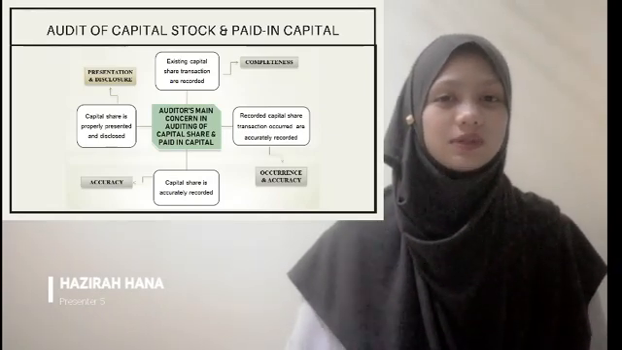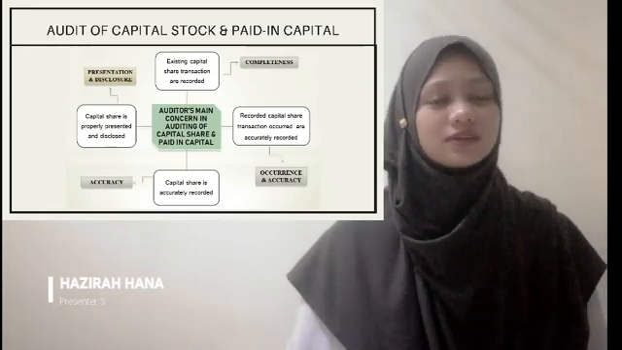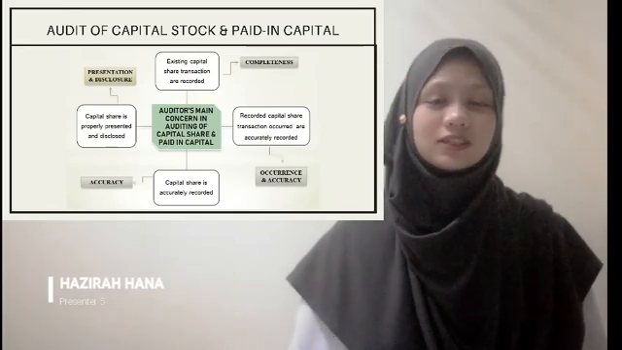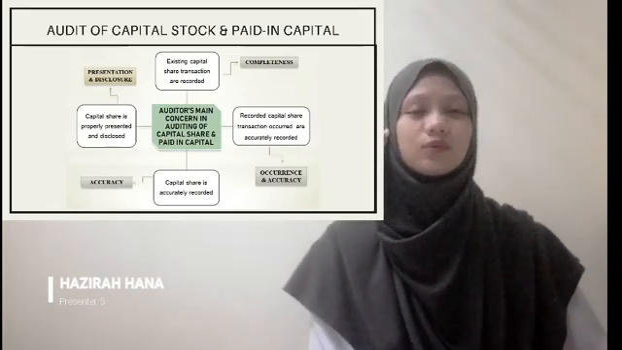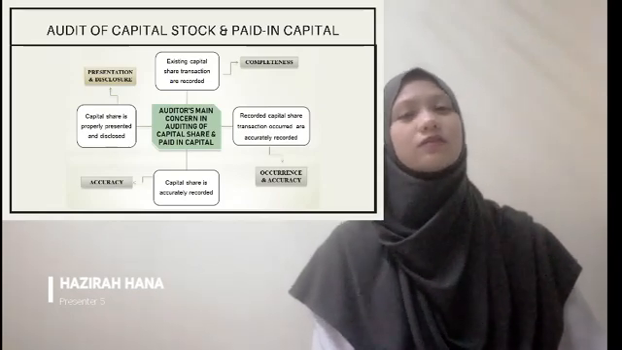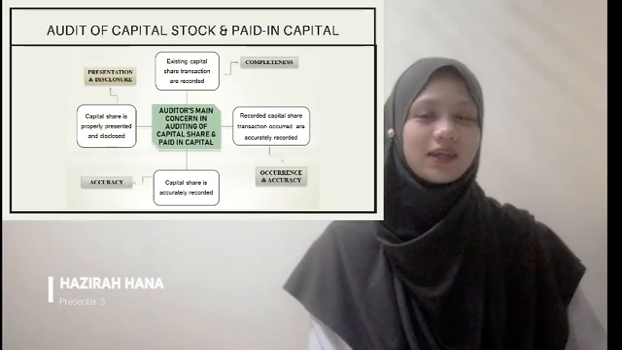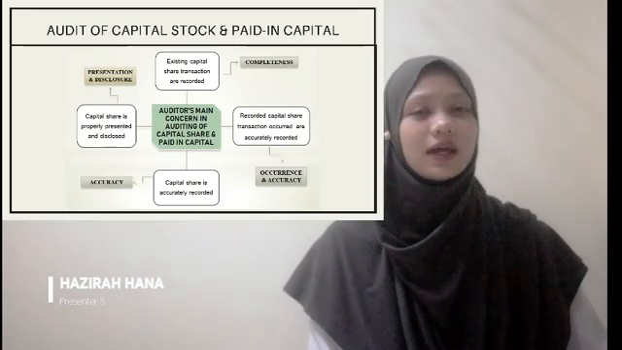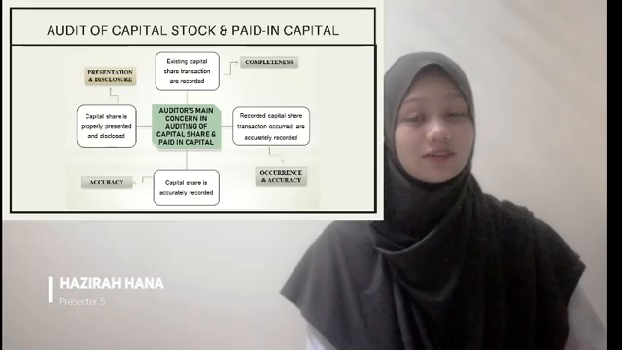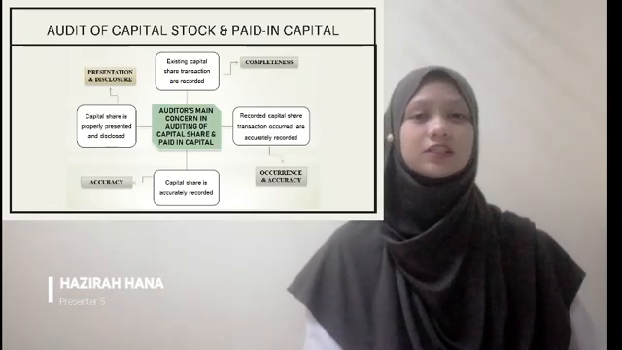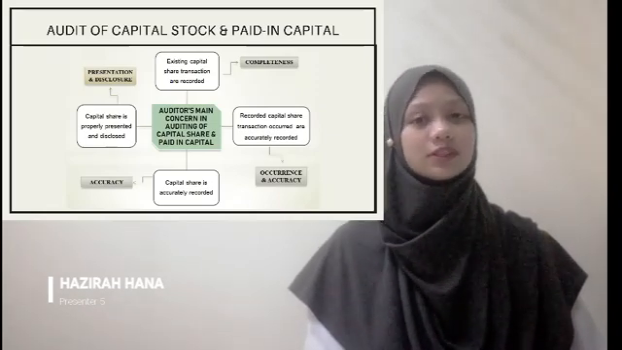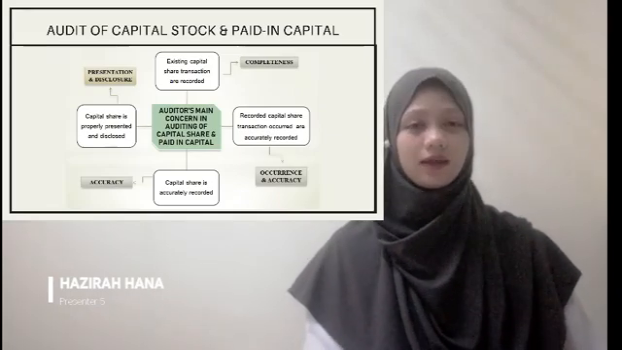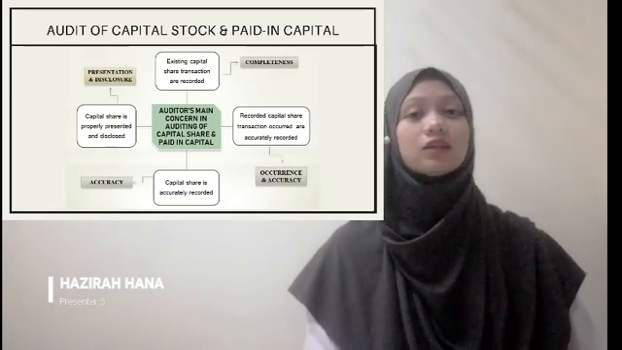And the last one is the capital shares are properly presented and disclosed. This is related with the audit objective of presentation and disclosure. In order to satisfy this audit objective, the best sources of information that the auditor can get are the corporate charter, the minutes of the board meetings, and the auditor's analysis of capital share transactions. The auditor has to determine each class of share has a proper description, including the number of shares issued and outstanding, and any special rights of an individual class.